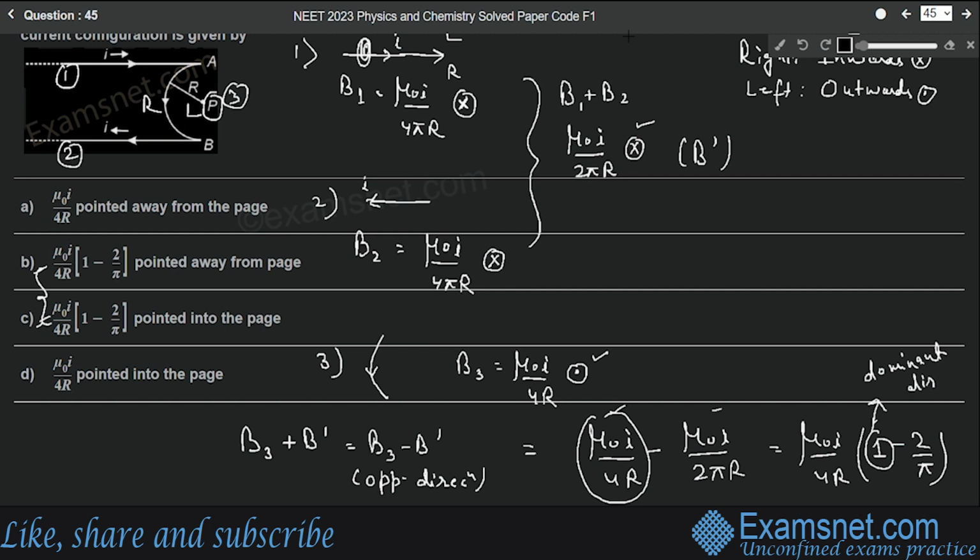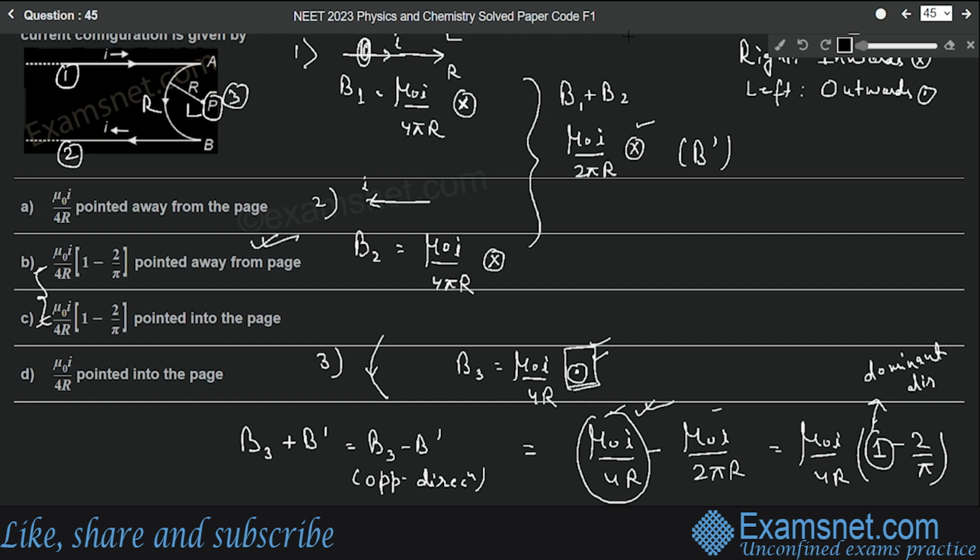So one is part of the semicircular part, right? So semicircular is outwards. The direction of the semicircular part is outwards. So the final direction will also be outwards or away from the paper. So option B will be the correct answer.